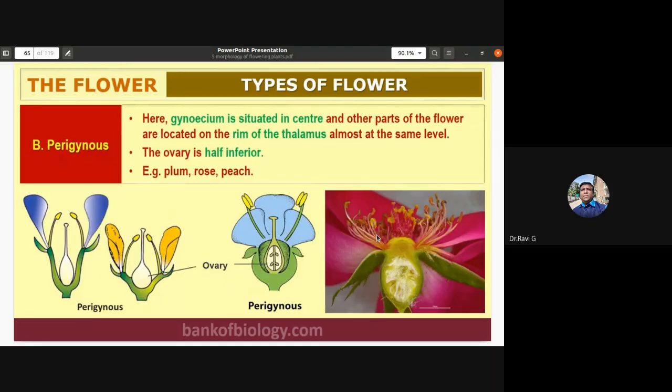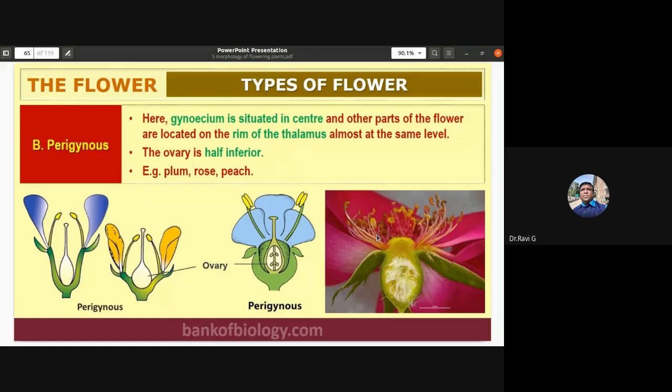So in perigynous flower, the gynoecium is situated in the center and they have a thalamus which is half cup shaped. So the ovary is present, half of the ovary is present within this cup and half of the ovary is above it. So the calyx, corolla, and androecium arise from half the cup shaped structure. So this sort of flower we call it as perigynous flower. The ovary is semi-inferior, or you can also call it as semi-superior.